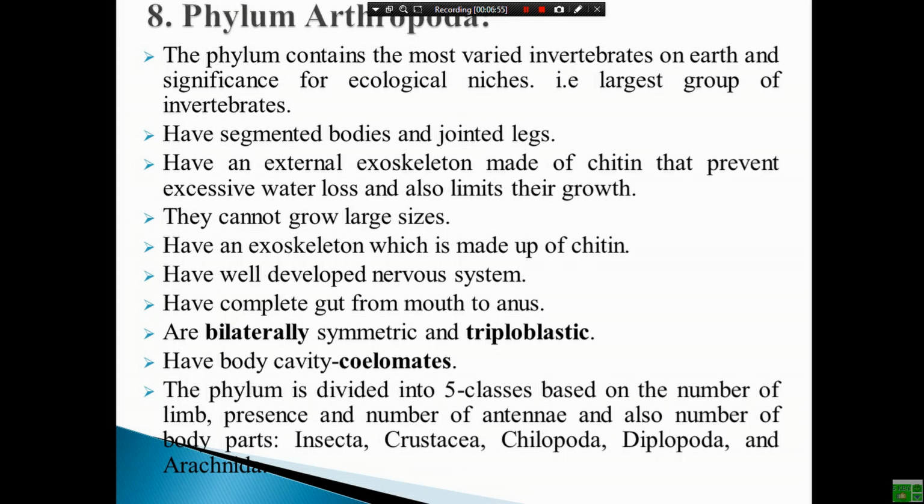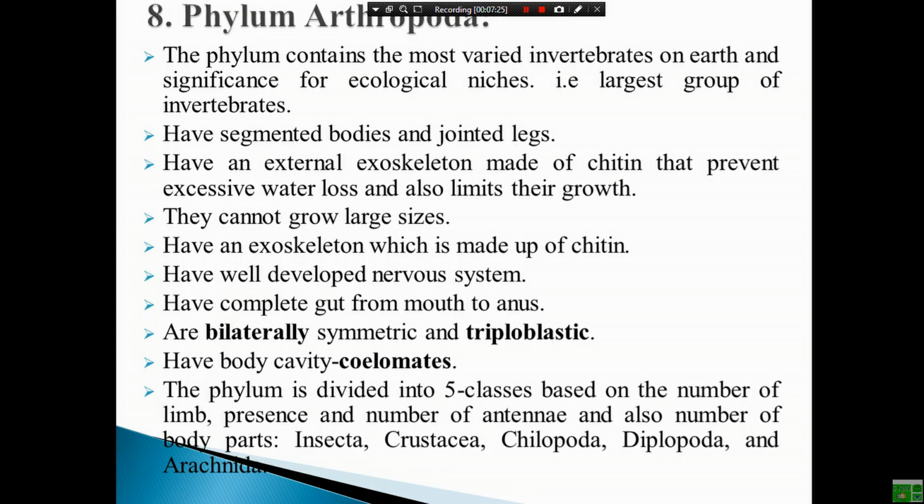They have an external exoskeleton made of chitin that prevents excessive water loss and also limits their growth. They cannot grow to a large size because of the exoskeleton, which is made up of chitin. They have a well-developed nervous system and a complete gut from mouth to anus. They are bilaterally symmetric and triploblastic. They have a body cavity, which means that they are coelomates.